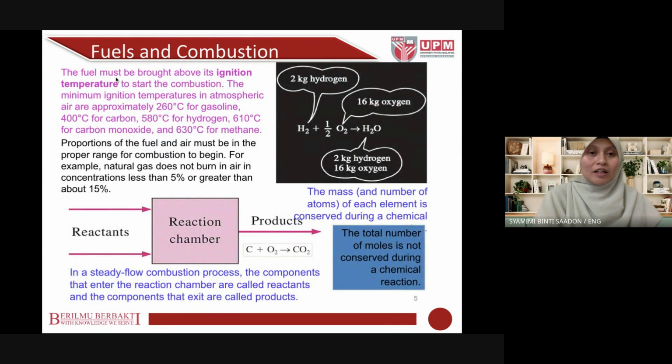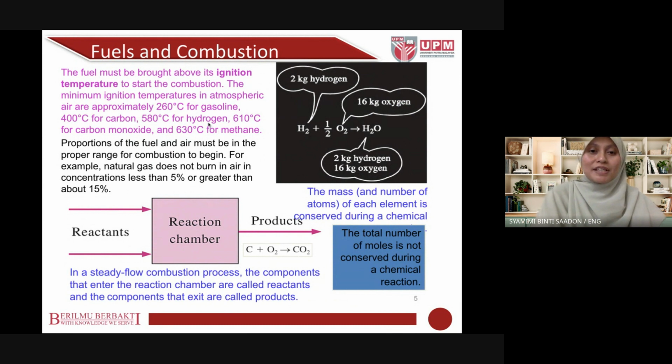And then we see what we call the ignition temperature. The fuel must be brought to a certain level of temperature for the combustion process to occur, which depends on the types of fuel. So the ignition temperature is the minimum initial temperature in atmospheric air: around 260 degrees for gasoline, 400 for carbon. So it depends on the types of fuel.